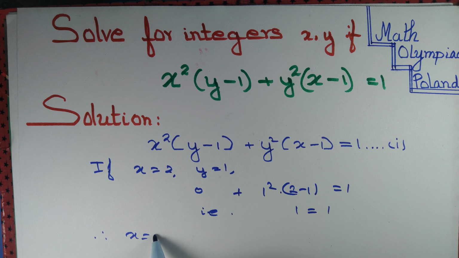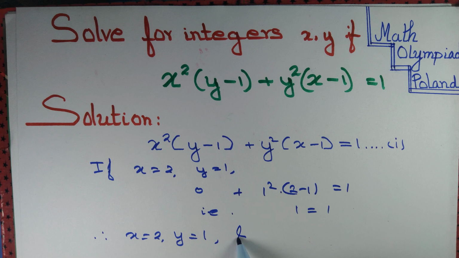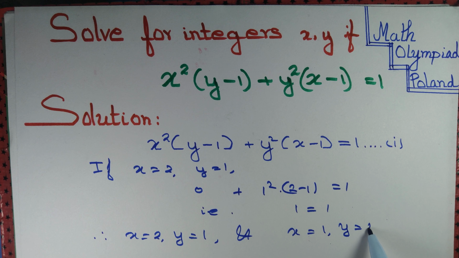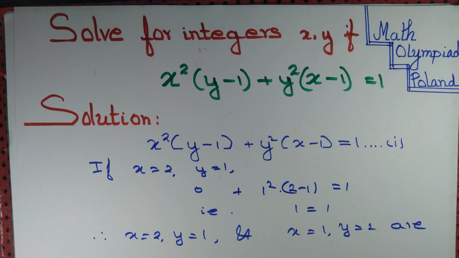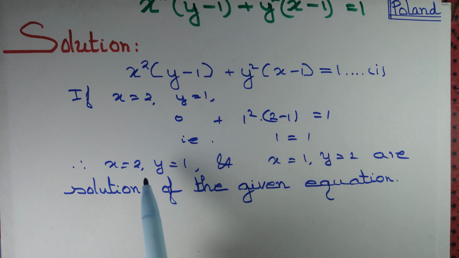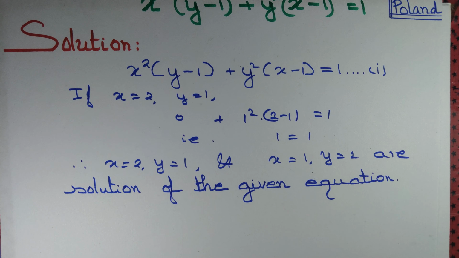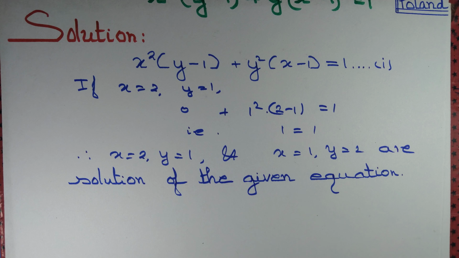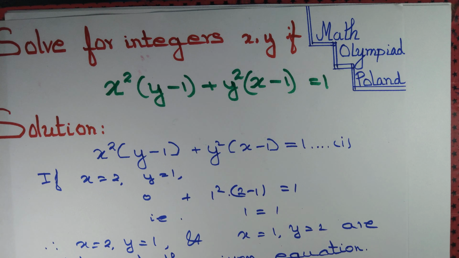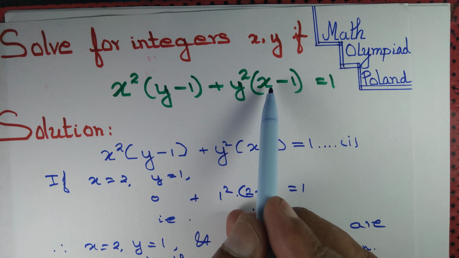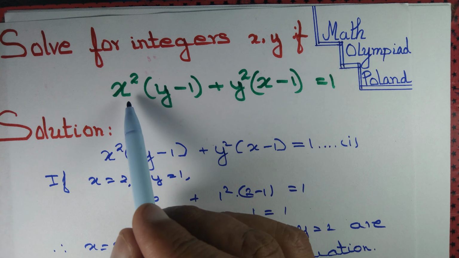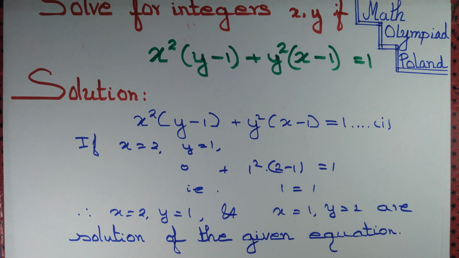Therefore x equal to 2, y equal to 1 and x equal to 1, y equal to 2 are solutions of the given equation. So we obtain the trivial solution. Do we have another solution? Maybe yes, maybe no. But what we observe is that if we take x greater than or equal to 3 and y greater than or equal to 3, definitely left hand side is much greater than or equal to right hand side.